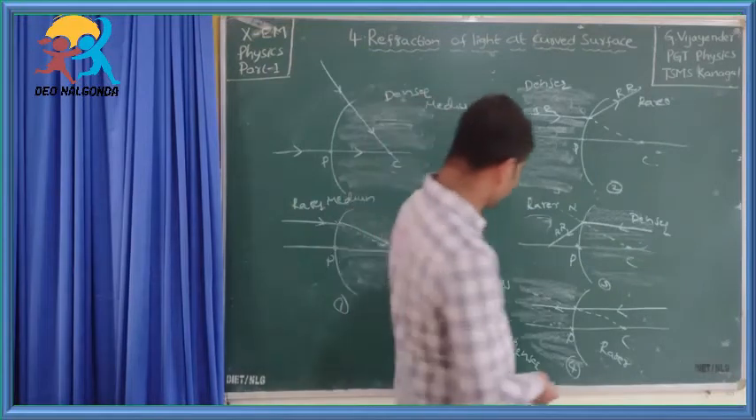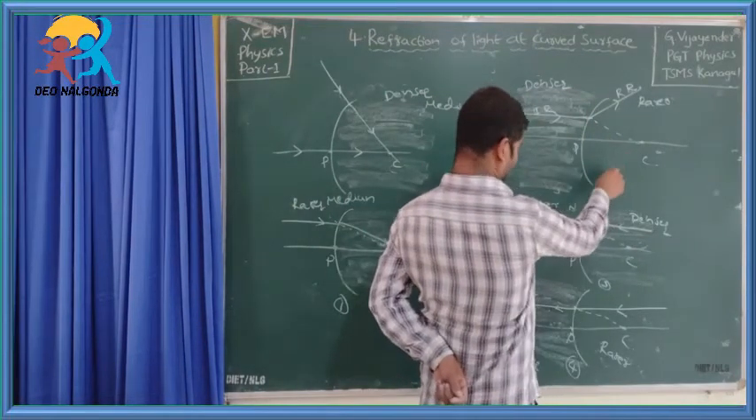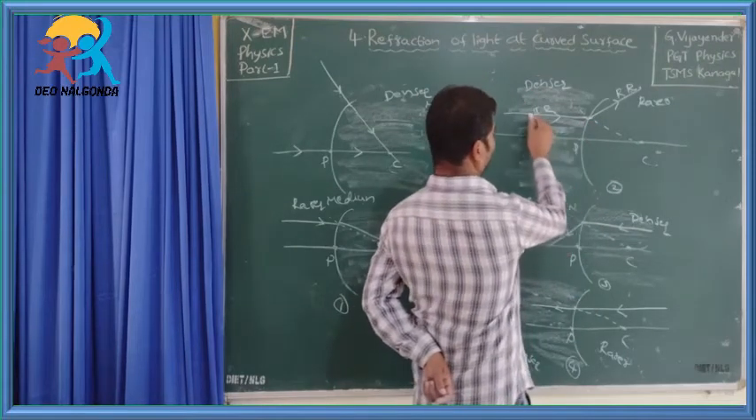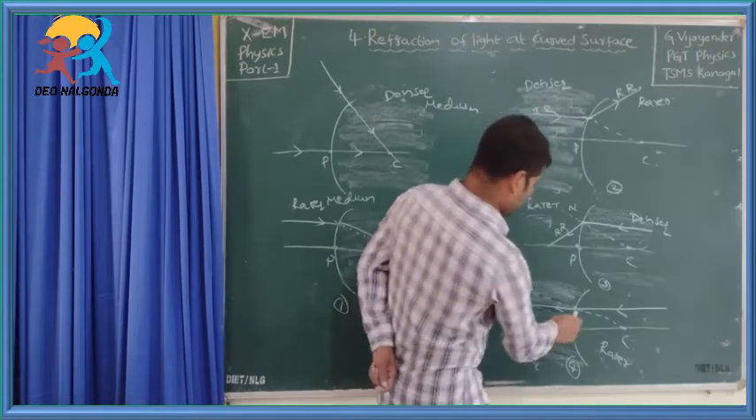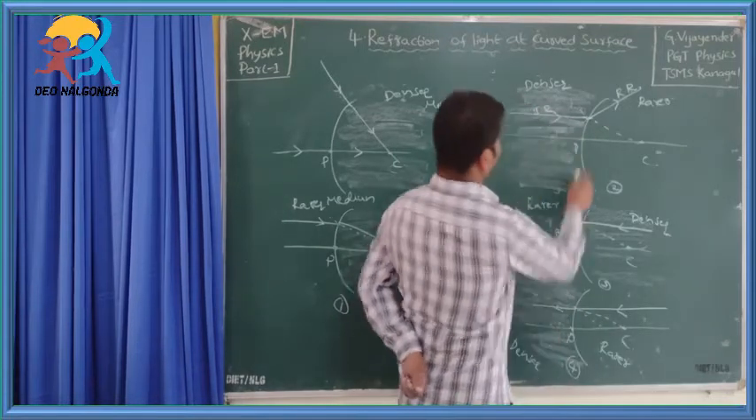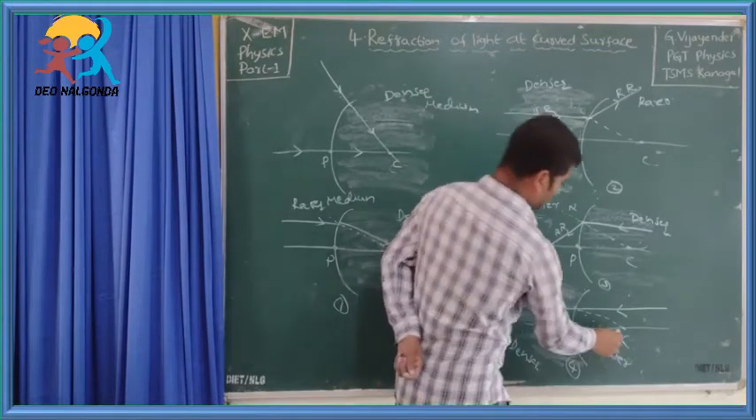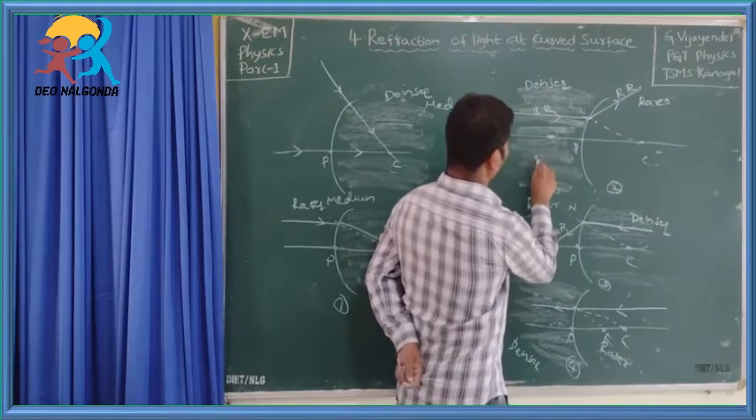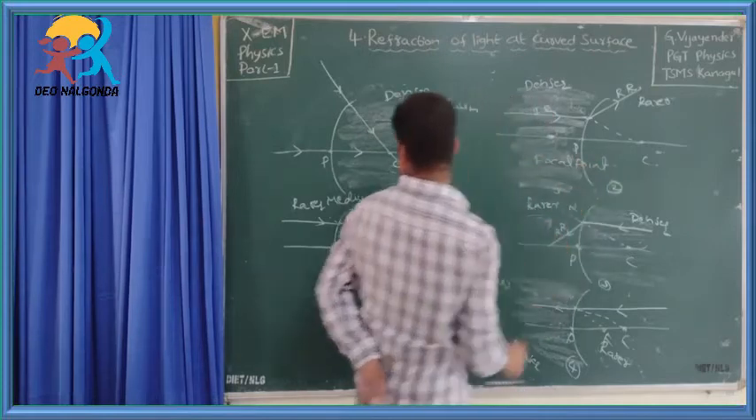In this case, in figure 2 and 4, if we extend these refracted rays, here the incident ray is parallel to the principal axis. If we extend this refracted ray backwards, they intersect at a point on the principal axis. This point is called the focal point.